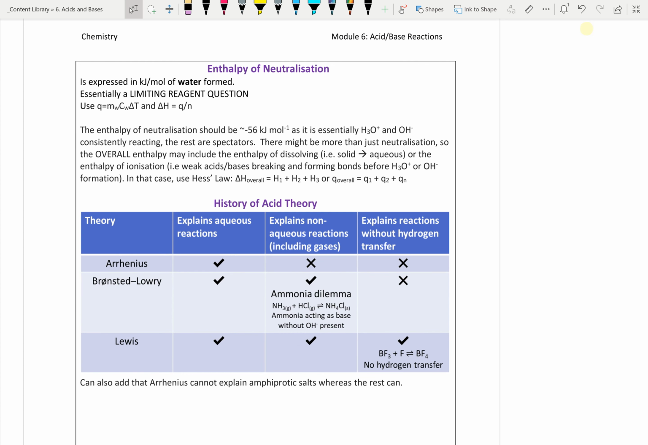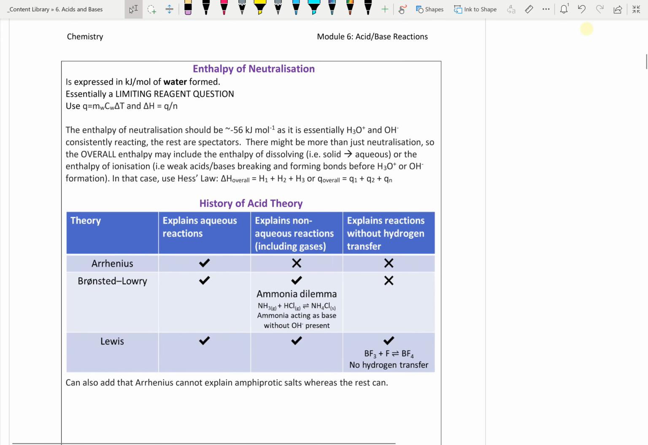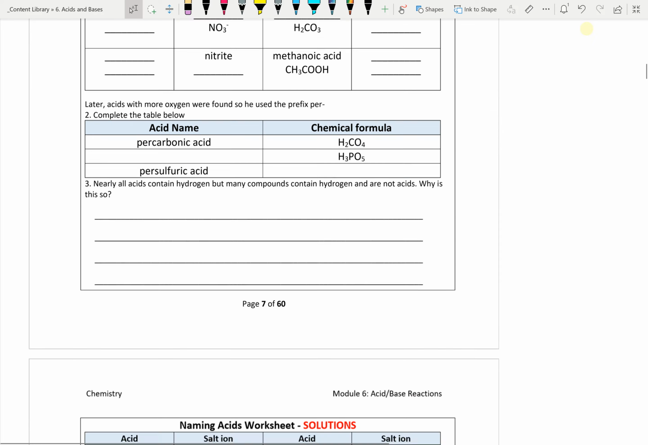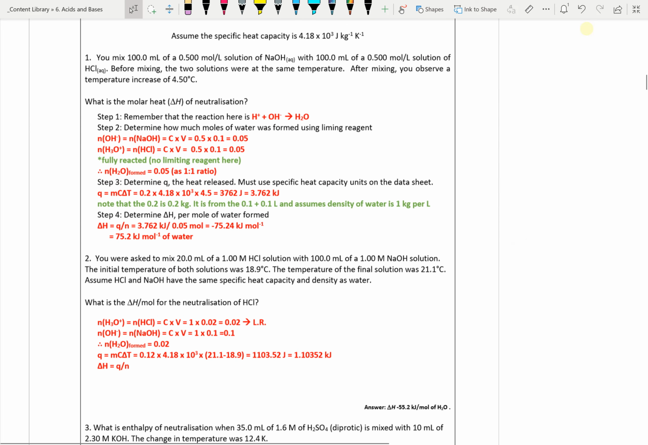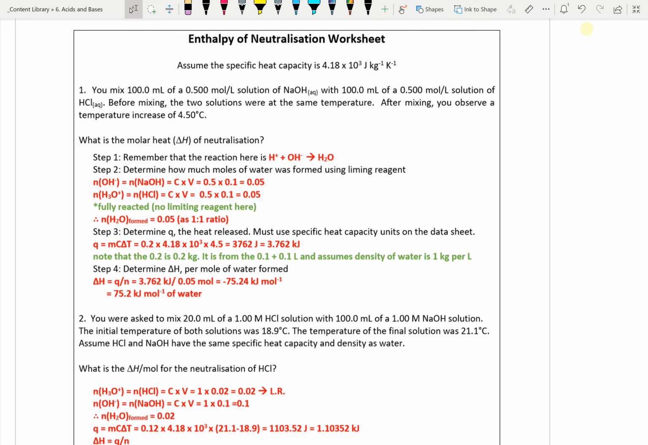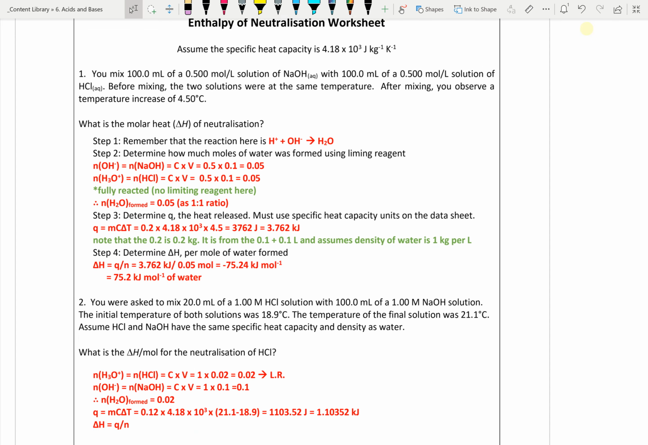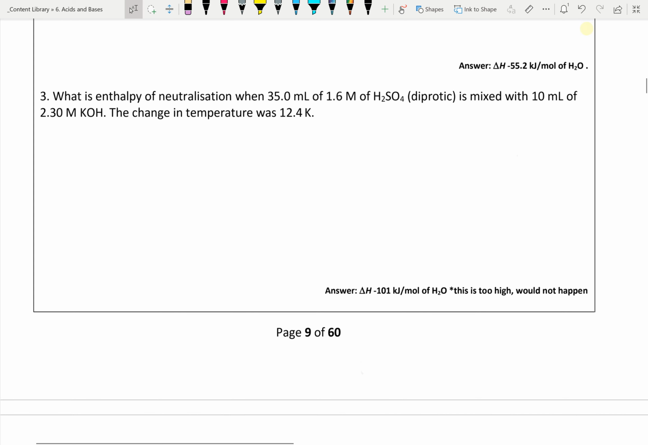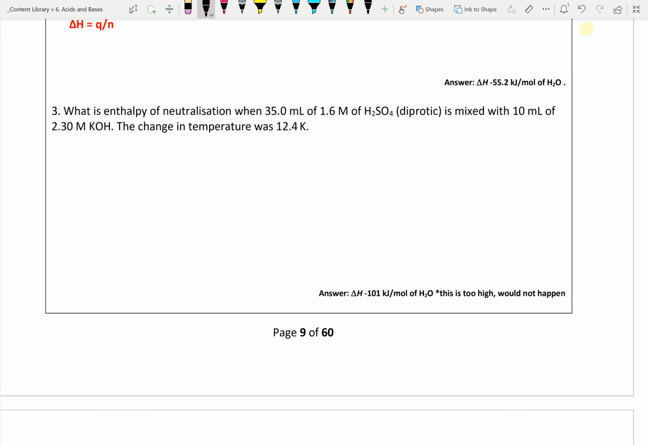So for this, I might just do a question. And I've got some questions down here. And there's some solved ones there. But I'm not going to get you to pause and do that. I'm just going to do a blank one by myself. So we're now asking, when I mix this acid, sulfuric acid, with this hydroxide, what is the enthalpy change?